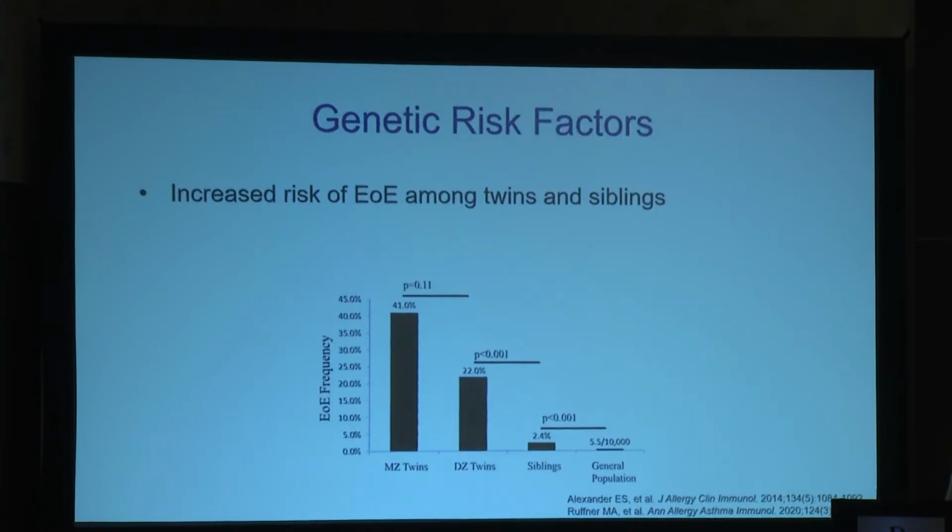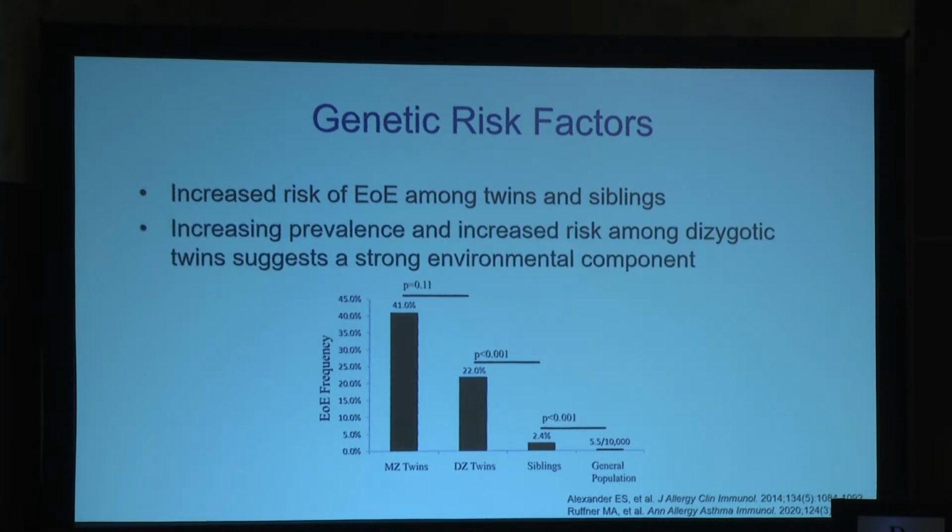And so this was a study looking at EOE frequency comparing monozygotic twins and dizygotic twin siblings in the general population. So clearly from this we know that there is a genetic predisposition, as we see the monozygotic twins had the highest frequency, but also with it being in dizygotic twins as well, this indicates that there are genes, but also different environmental factors. And then again, there's higher frequency in siblings than in the general population.